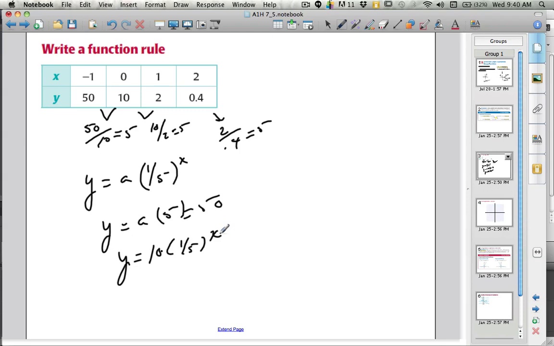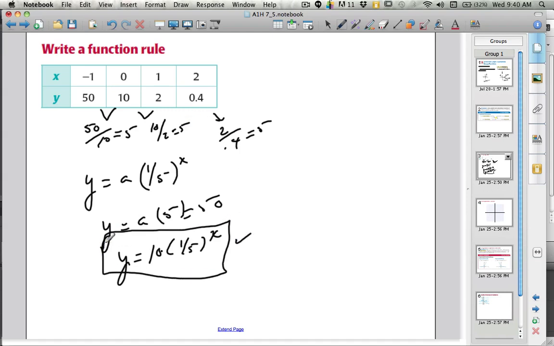When x is -1, this inverts and becomes 5. That gives me 50. When x is 0, this becomes 1 times 10 is 10. When x is 1, it's 1/5 times 10 is 2. So this is the equation.